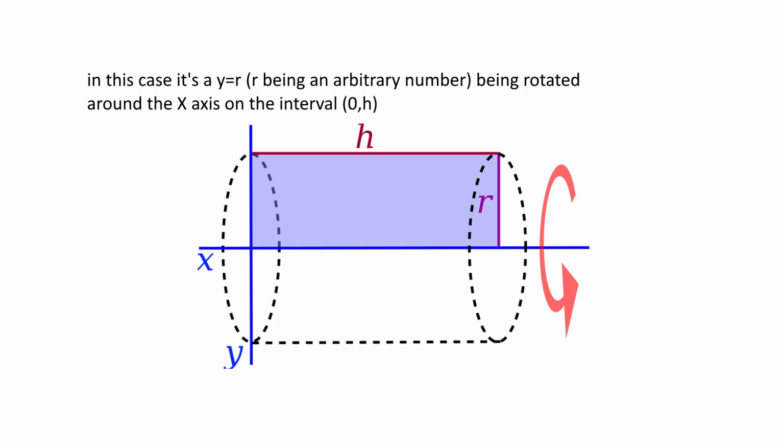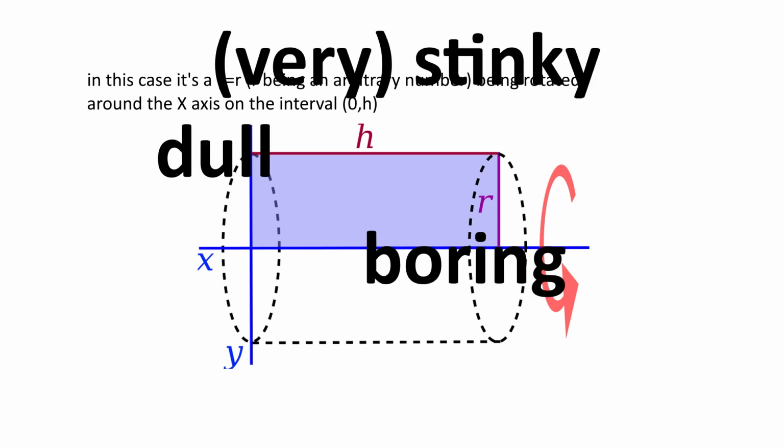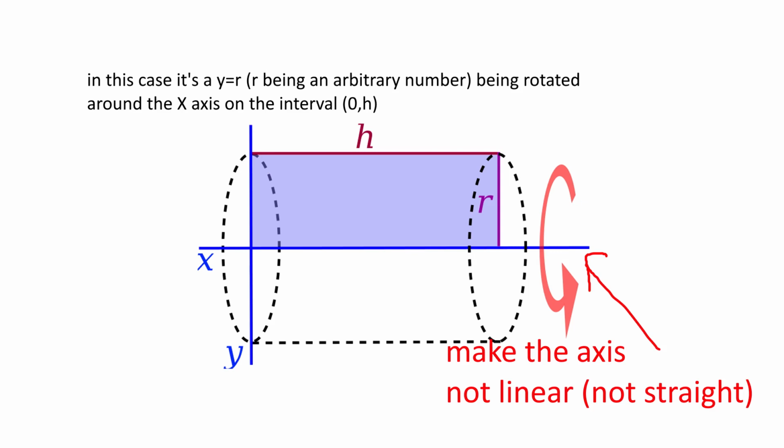Volumes of revolution are the shapes created when we rotate a function around an axis. This concept is interesting for about 3 minutes, and then it's dull and boring and stinky. So, what if we could rotate a function around a nonlinear axis? That certainly sounds cooler, but the question is vague, so I'll just show you my interpretation.